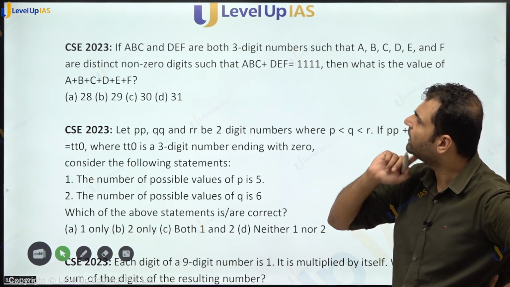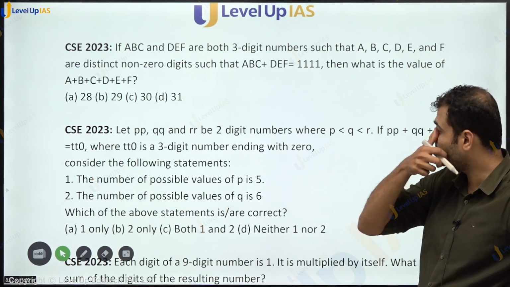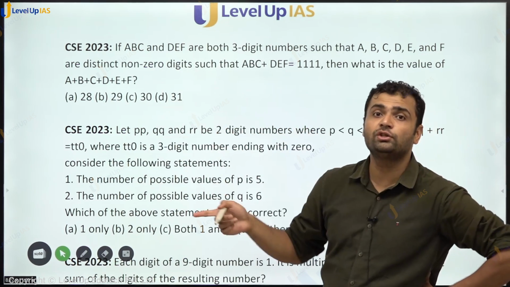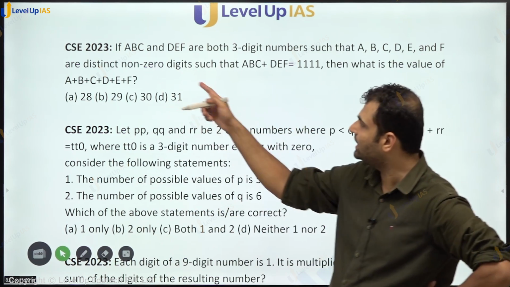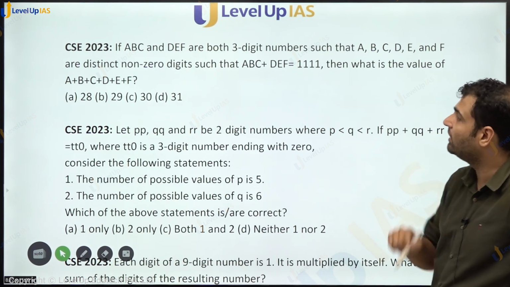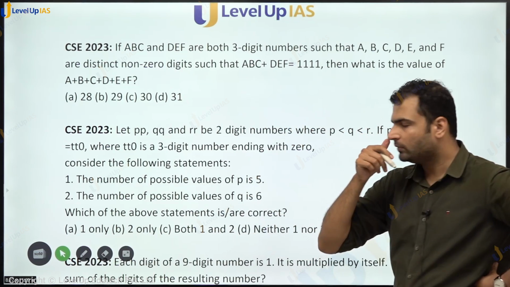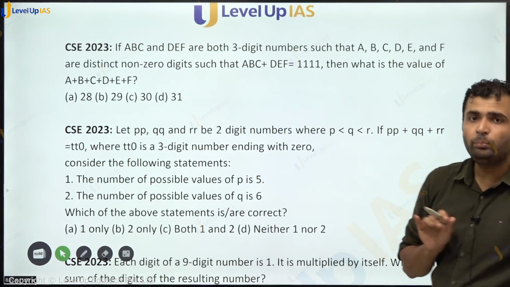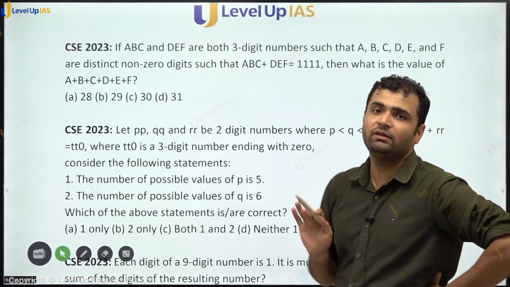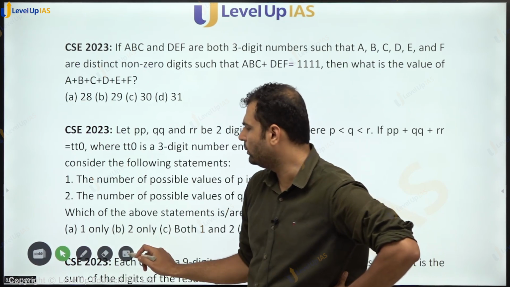Let us see this. If ABC and DEF are both 3-digit numbers such that they are all distinct and non-zero digits, that is both important, distinct non-zero digits such that ABC plus DEF is 1111, then what is the value of this addition? That is what we want to find out. Now, you perhaps might feel that ज़्यादा information नहीं है statement में, question में, तो आगे बढ़ते हैं. But let us hold on.